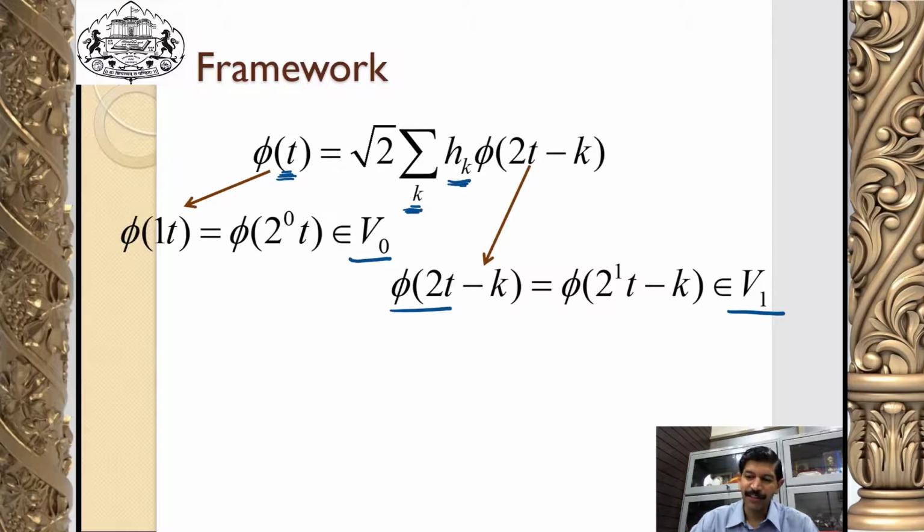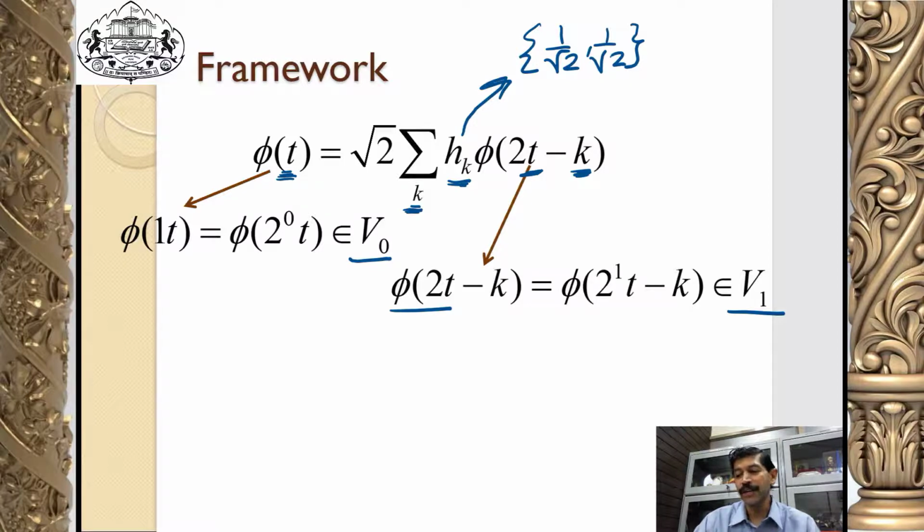So h of k is a low pass filter. So it can have coefficients like 1 by root 2 and 1 by root 2, for example. It's a discrete low pass filter. And again, this is continuous time, but k is discrete. So it's a combination of continuous and discrete values. And that's why we don't get such kind of equations in either Fourier or Z analysis. And that's why this is truly a unique kind of equation.